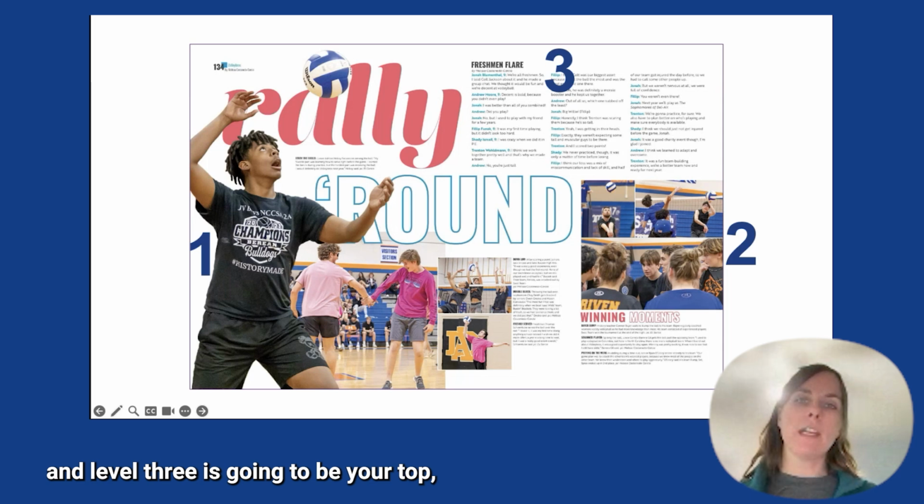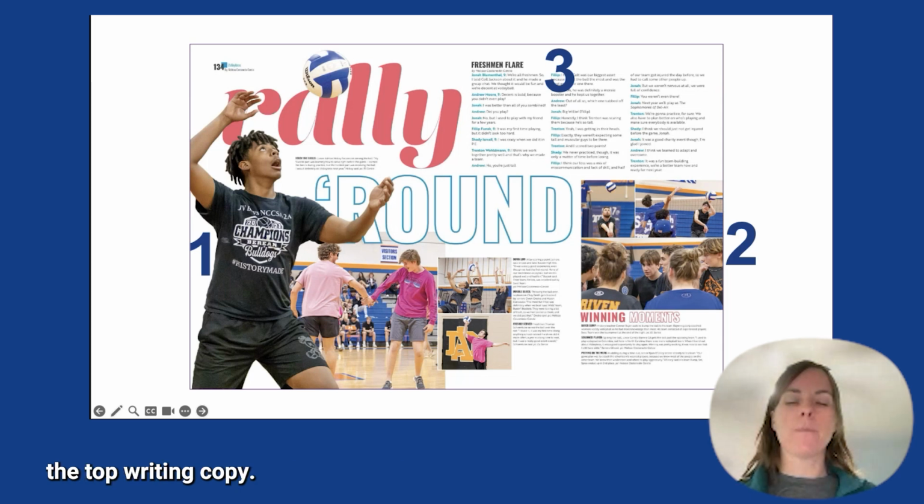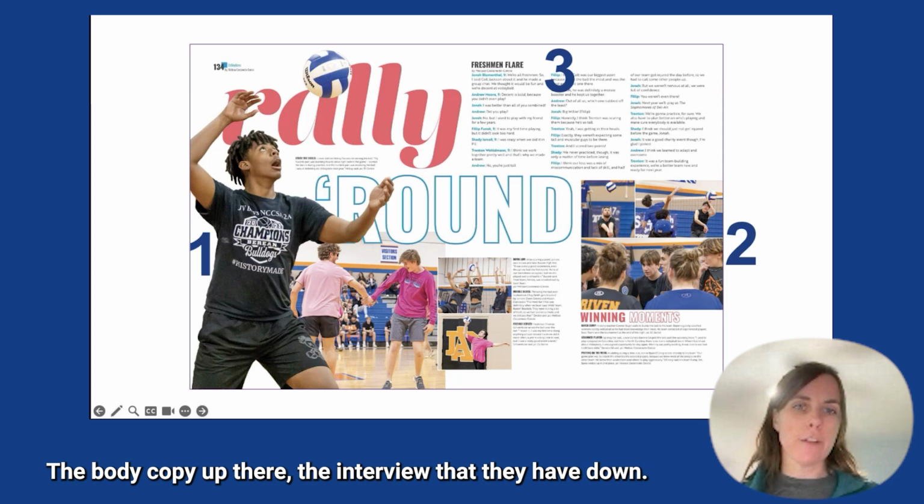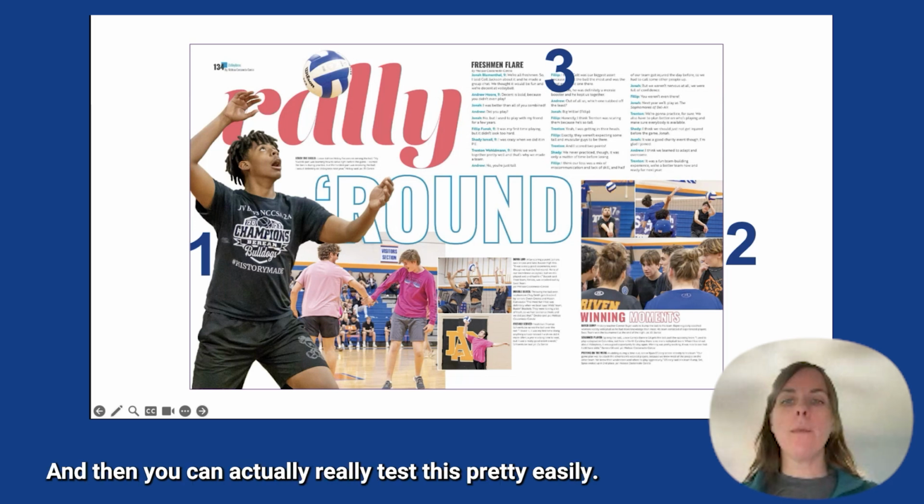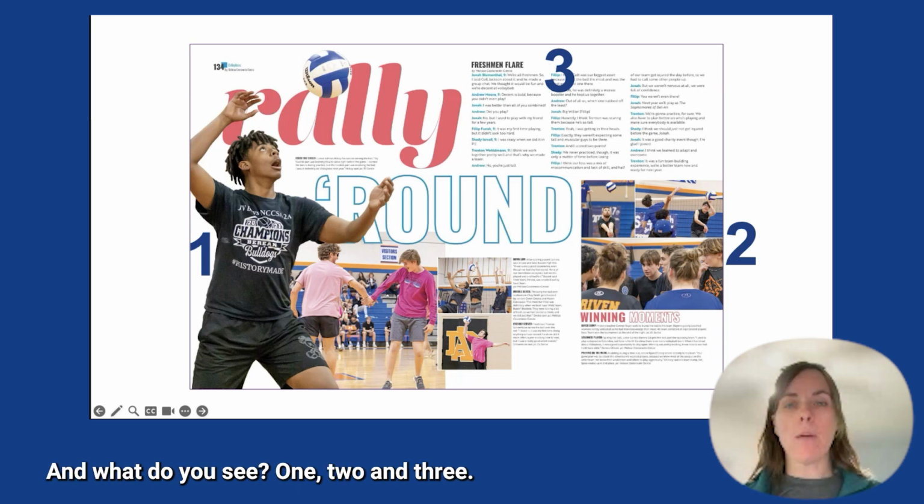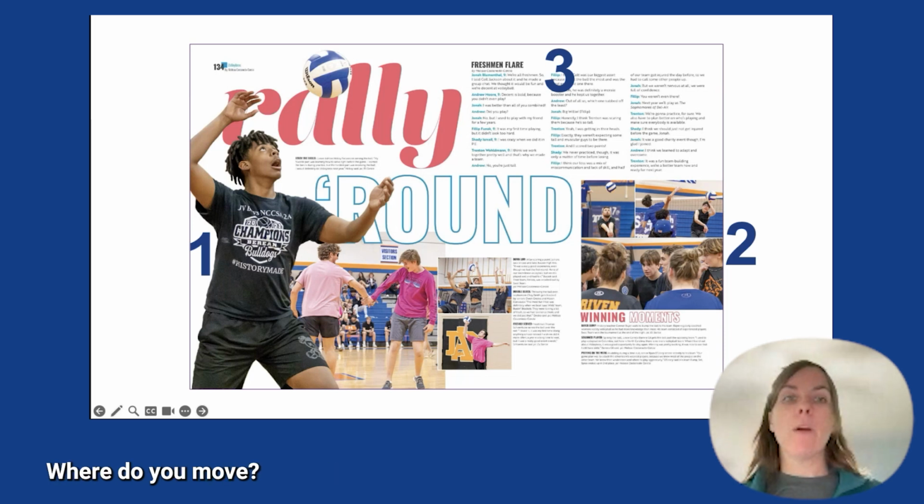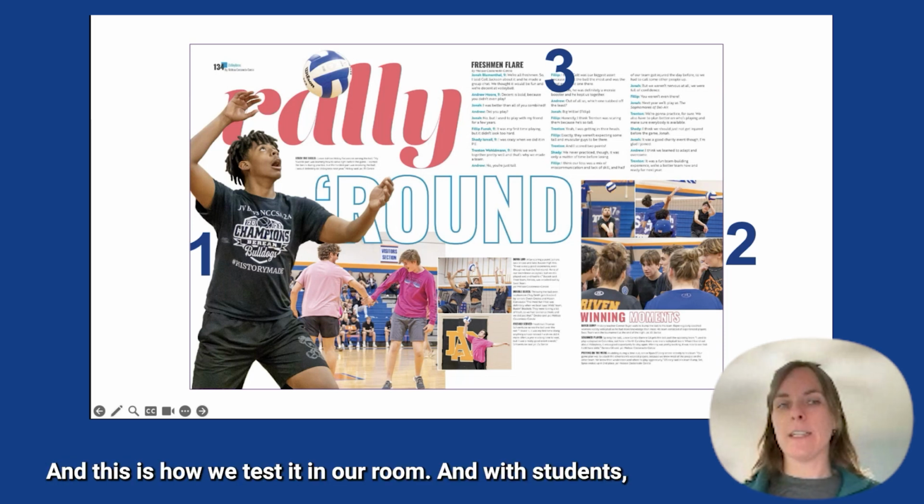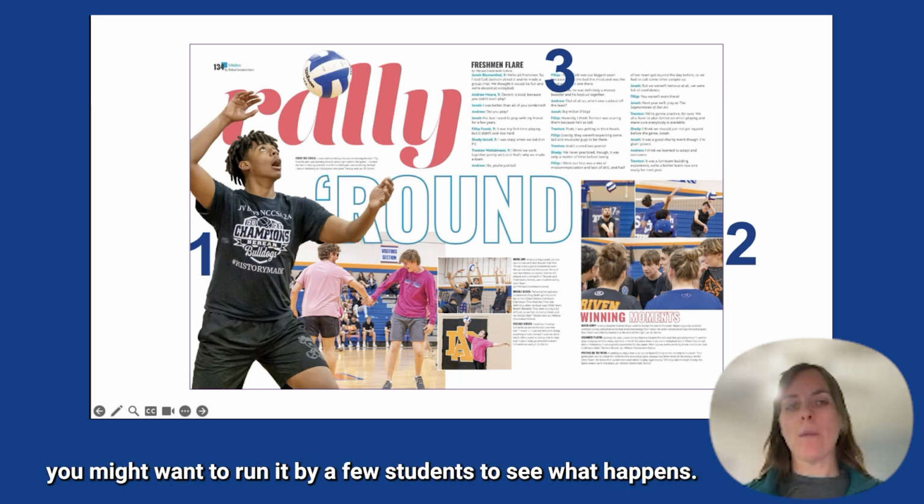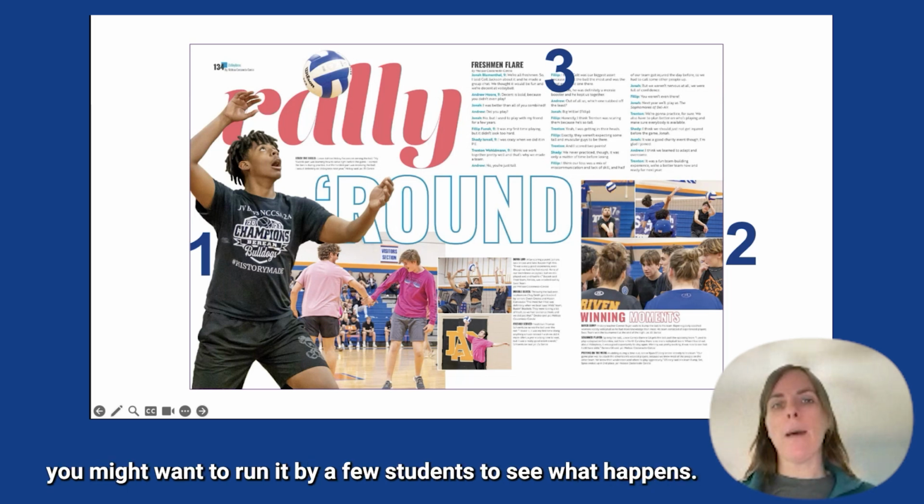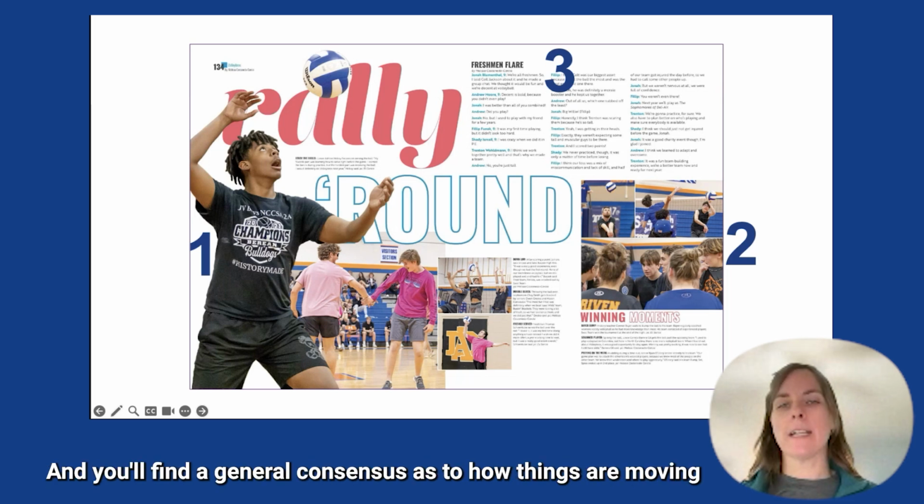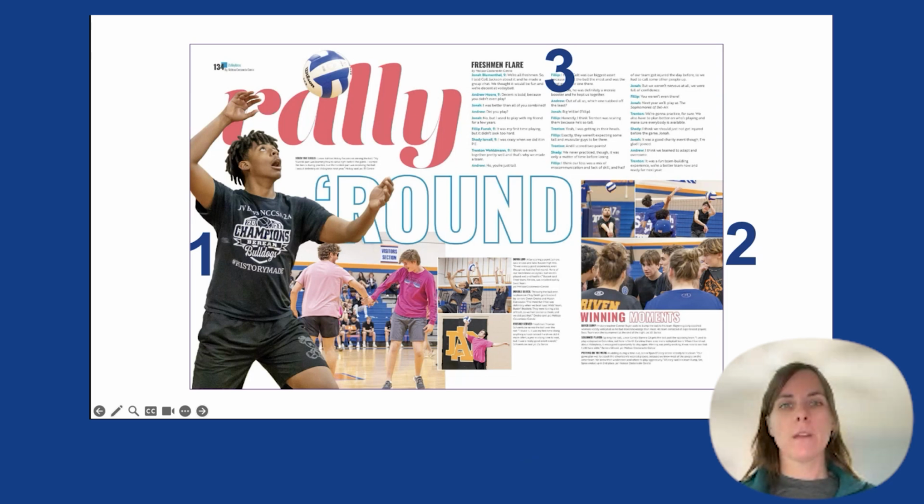And level 3 is going to be the top writing copy, the body copy up there, the interview that they have down. And you can actually test this pretty easily. You shut your eyes and you open them, and what do you see? 1, 2, and 3. Where do you move? And this is how we test it in our room with students. You might want to run it by a few students to see what happens, and you'll find a general consensus as to how things are moving.